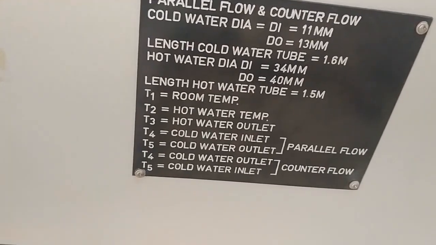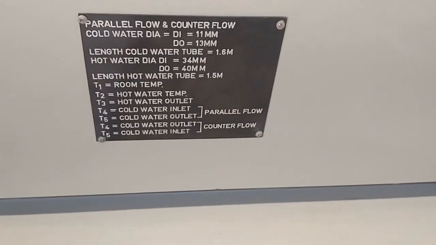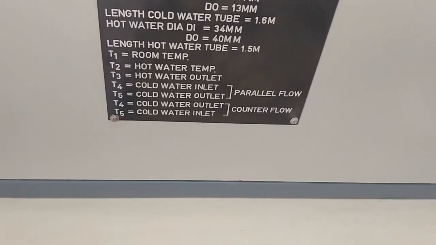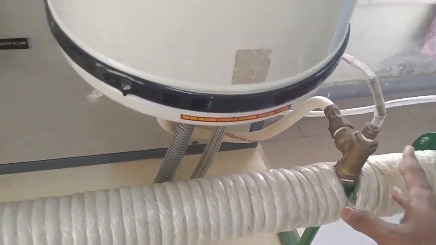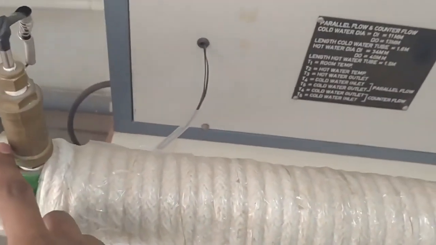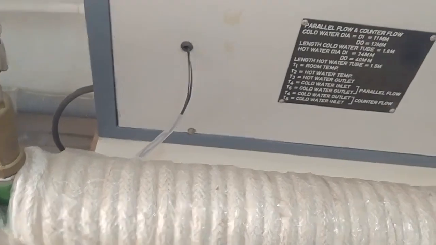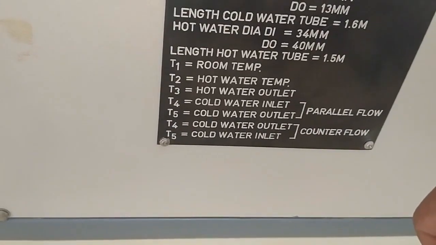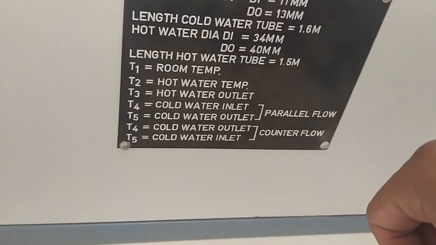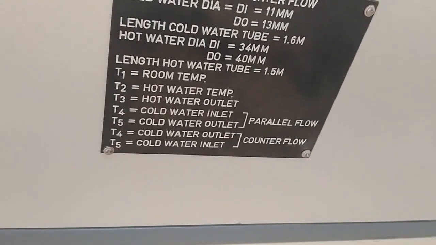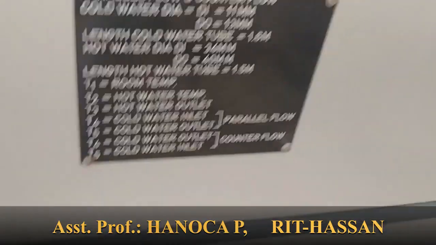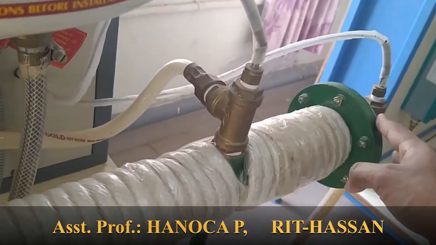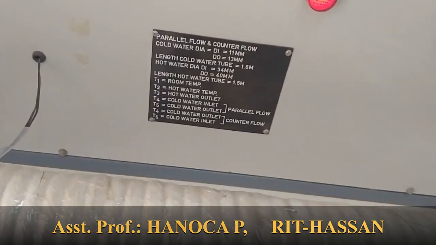Here you can see T2 and T3. T2 is the thermocouple for the hot water inlet temperature, and T3 is the hot water outlet temperature. Next, T4 is the cold water inlet and T5 is the cold water outlet, for the parallel flow condition. For the parallel flow condition, T4 is this one, the cold water inlet, and T5 is the cold water outlet.